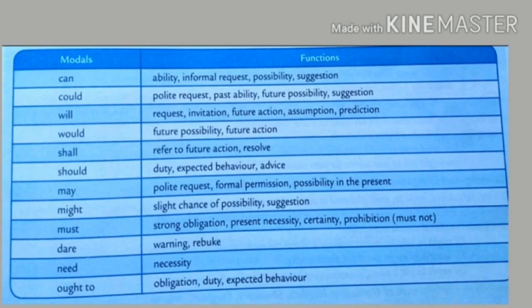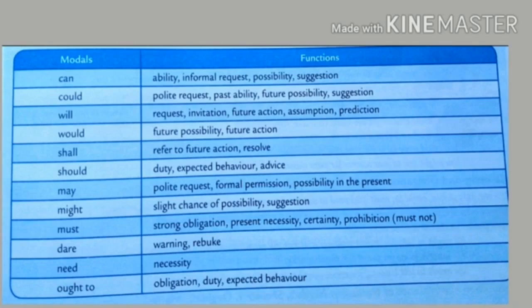Next modal is will. We can use will for request. Will you prepare food for me? It is request. We are asking them, will you prepare food for me? Invitation. Example, we can say like, I will invite him for the party. Future action, will refers to the future action. In the first example itself, we saw that one. Next one is assumption. That means, I think he will do this.